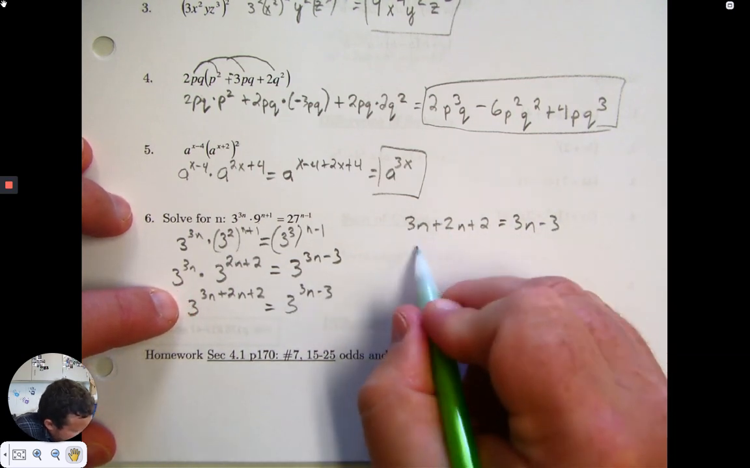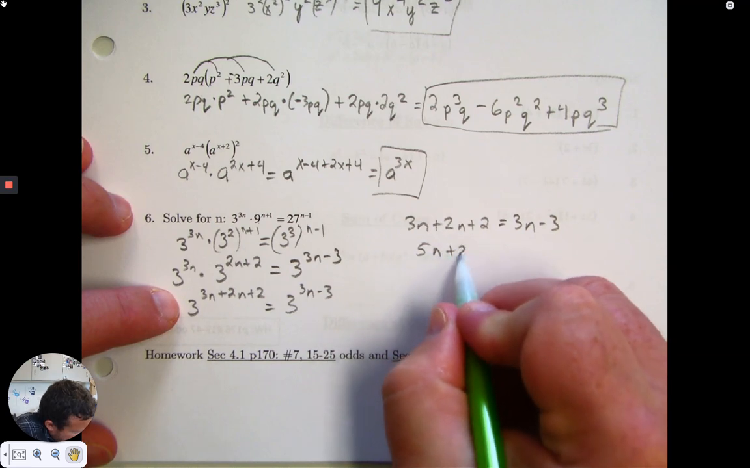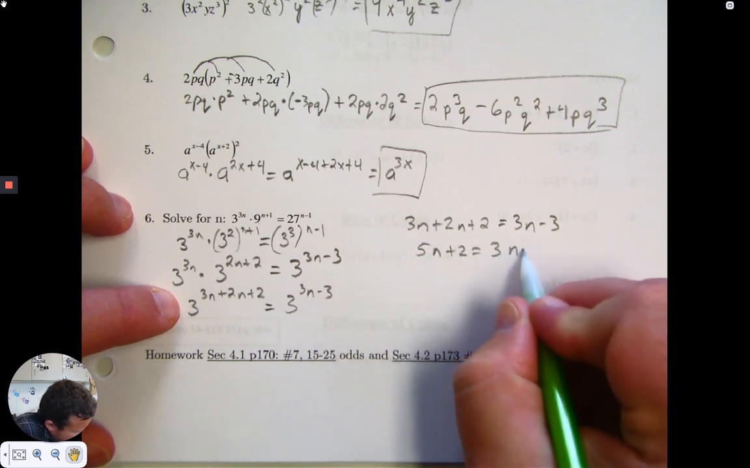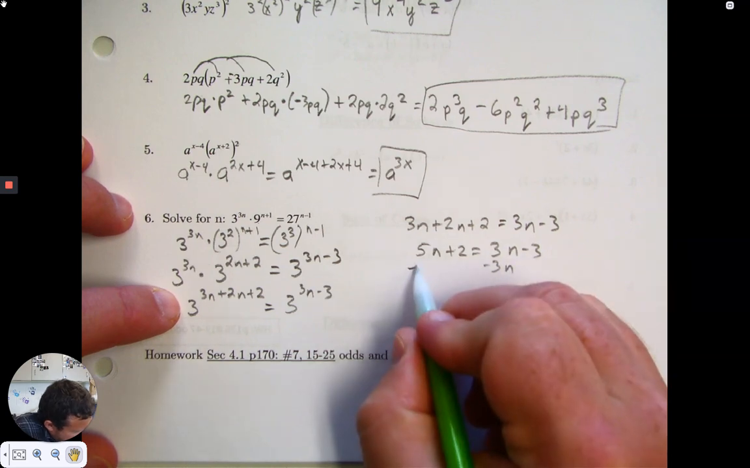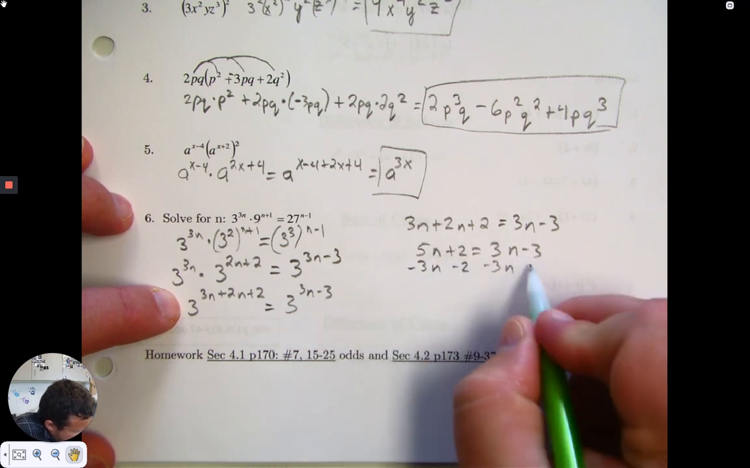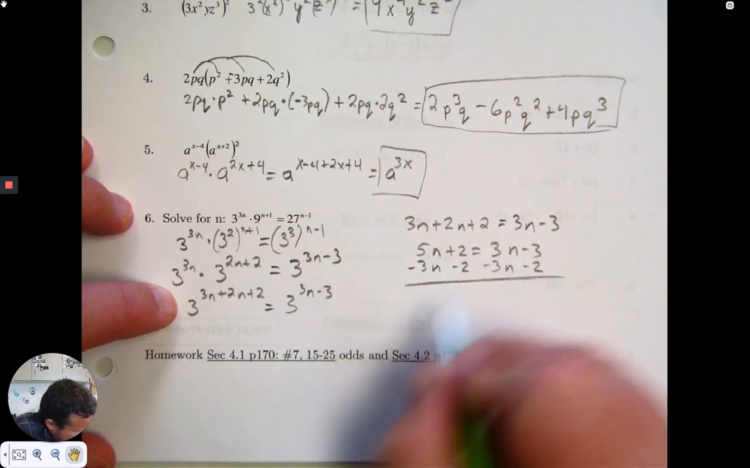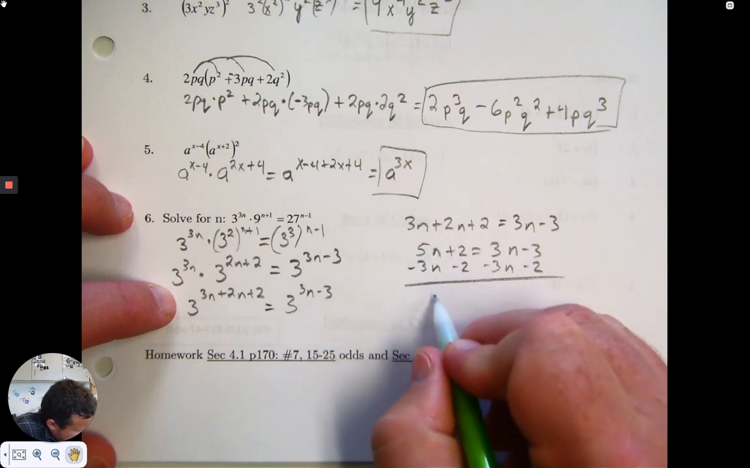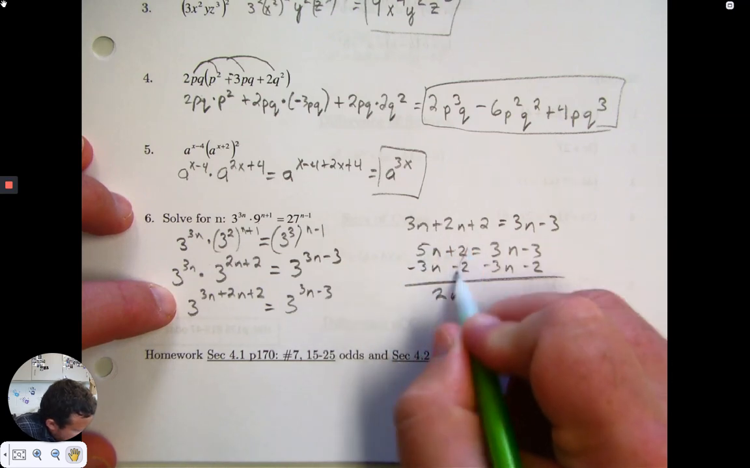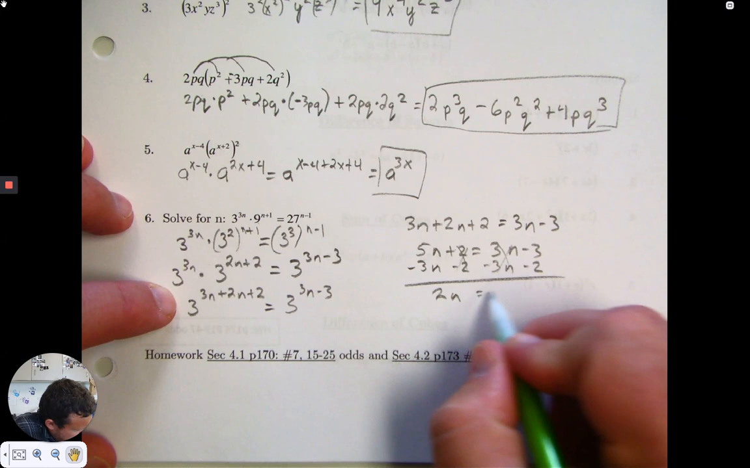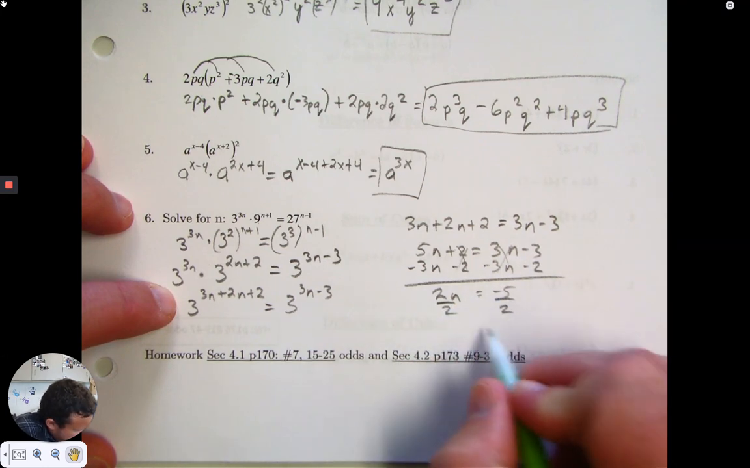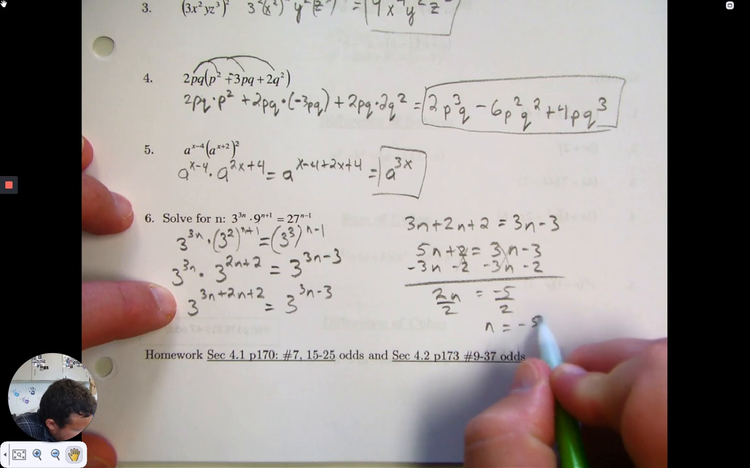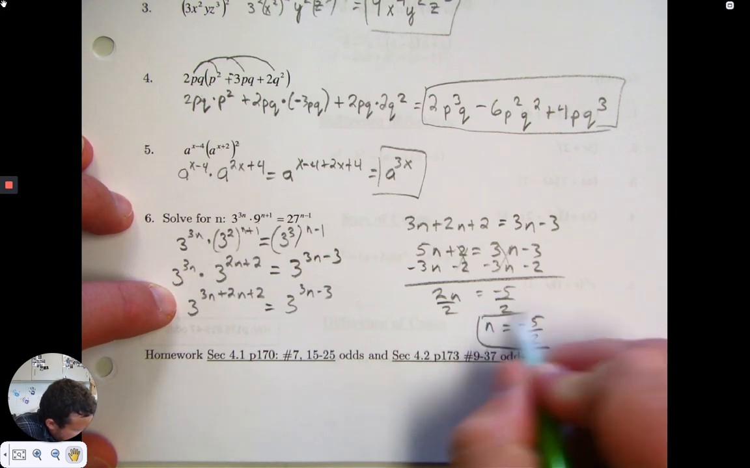We can then combine 3n and 2n to get 5n plus 2 equals 3n minus 3. Subtract 3n from both sides to get our n's together. Then we'll subtract 2 to get our constants together. So 5n minus 3n is 2n. Those cancel, and we're just left with negative 5. So then if we divide both sides by 2, we get n equals a negative 5 halves.